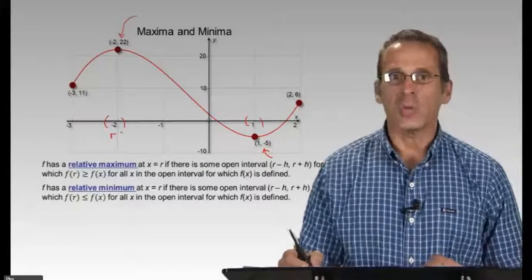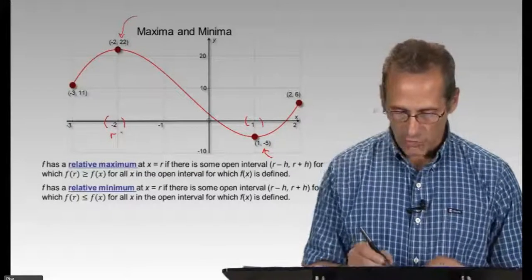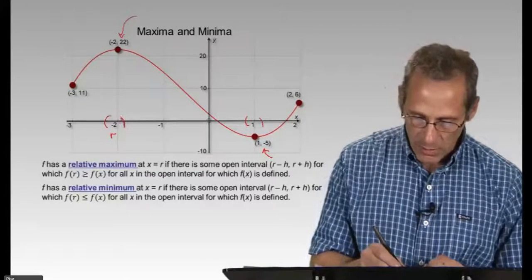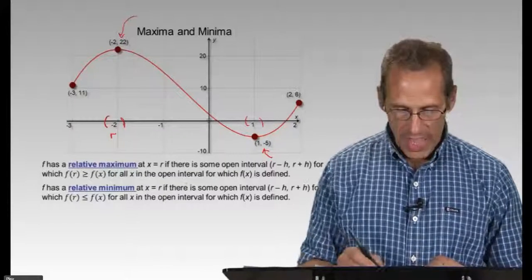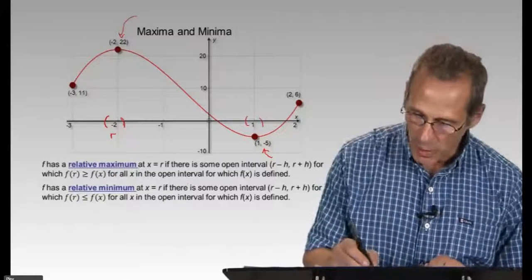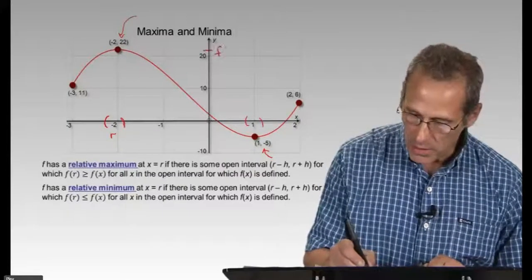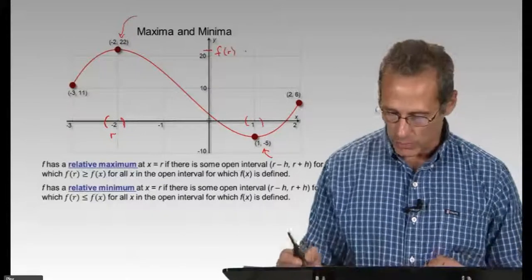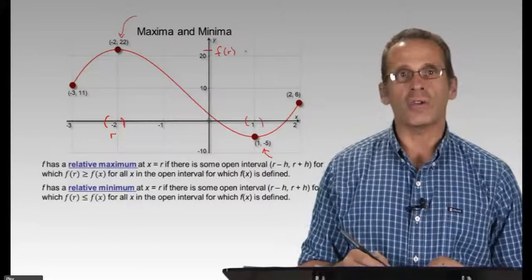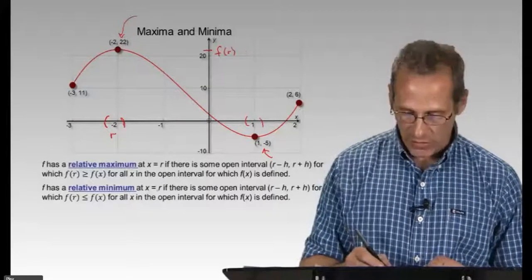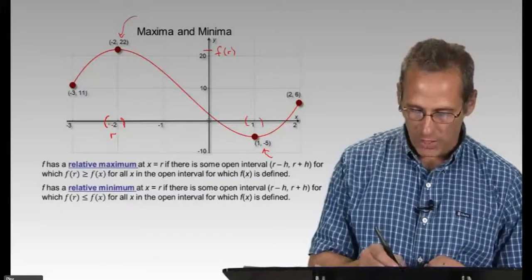at x equals -2 if there's some open interval for which f of r, well, f of r would be the y-coordinate 22, if f of r is greater than or equal to f of x for all x pertaining to that open interval.